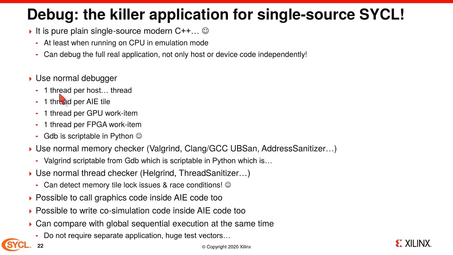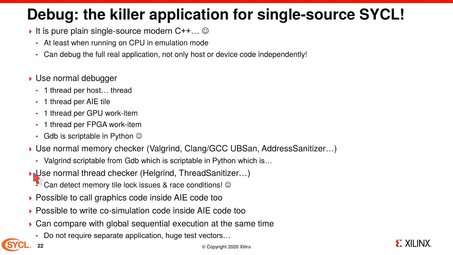So you can use a normal debugger. In this programming model on the host, one thread is run on std::thread, obviously, but each AI engine tile core, or each GPU work item, FPGA work item, runs in a std::thread on the CPU, so you can debug this in GDB, which is scriptable in Python. You can use normal memory checkers such as Valgrind or UBSAN or whatever. And all these tools are also scriptable in Python. So you can really develop your own debugging tools to ease that.